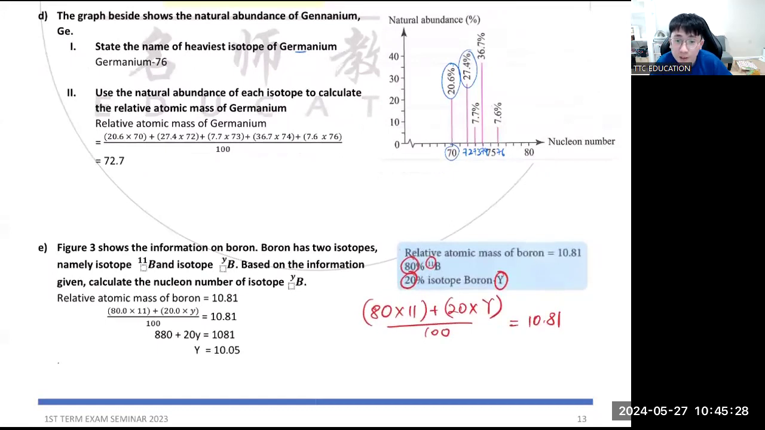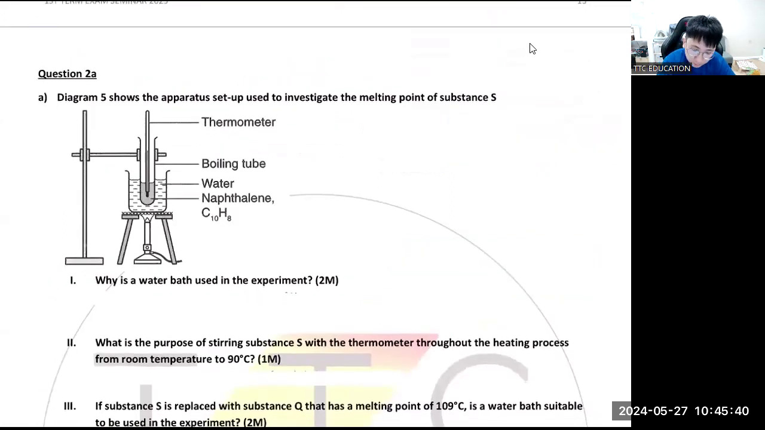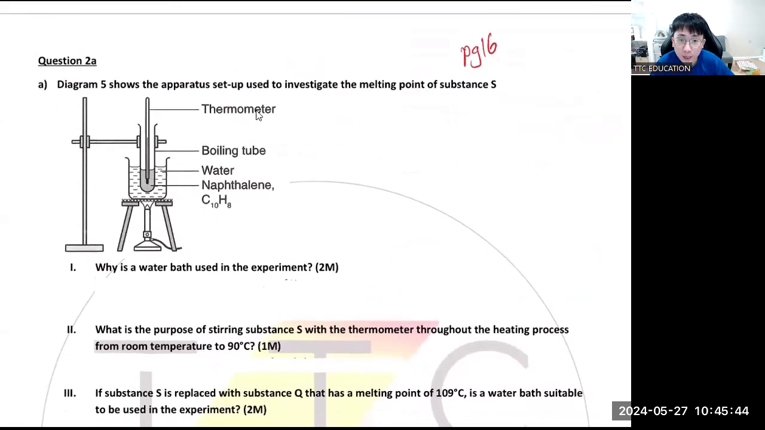So if these are okay, there are more isotope questions at the back, you can try it yourself. Next, the question is about the heating and cooling process. Go to page number 16. On question 2A, we have an experiment investigating the melting point of substance S, but here they say it's naphthalene. Never mind, let's just go along with the question.